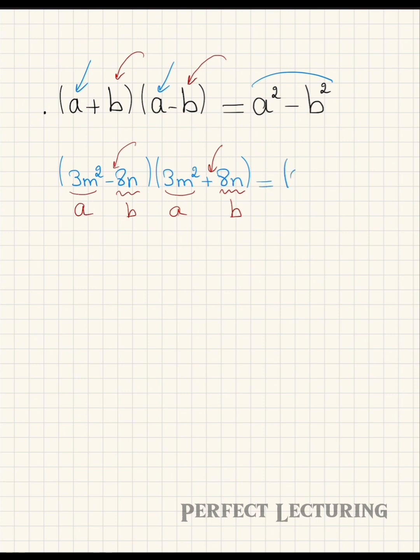So it is a squared minus b squared. And again, the square has to act on everything inside the parentheses. So 3 squared is 9, and (m squared) squared, that is m to the power of 4, and 8 squared, that is a 64, and n squared is n to the power of 2.